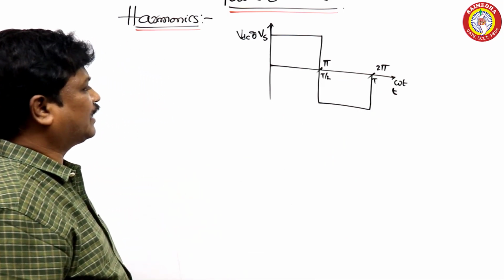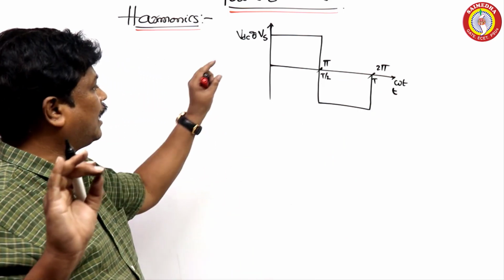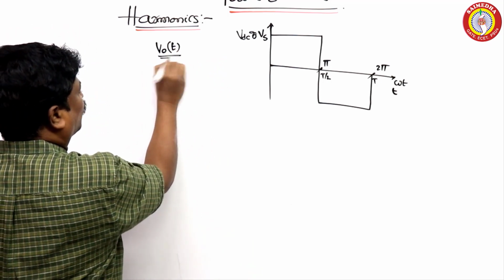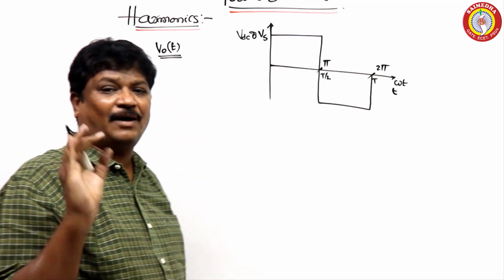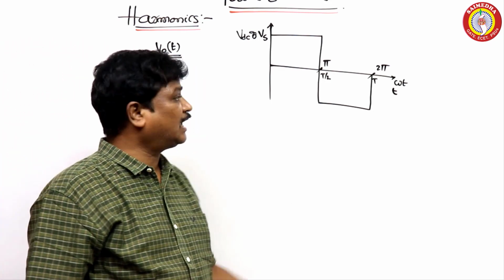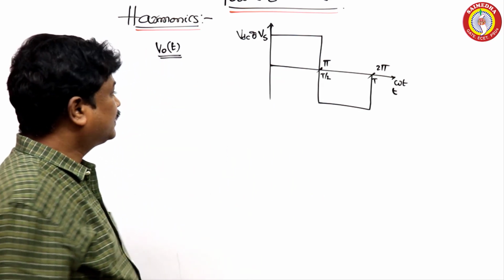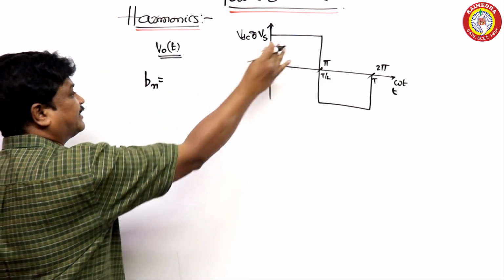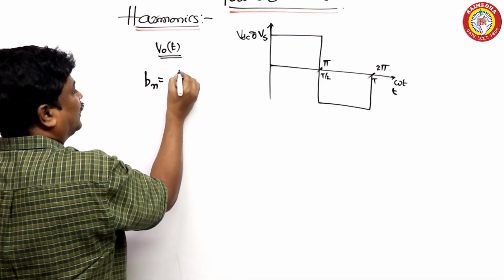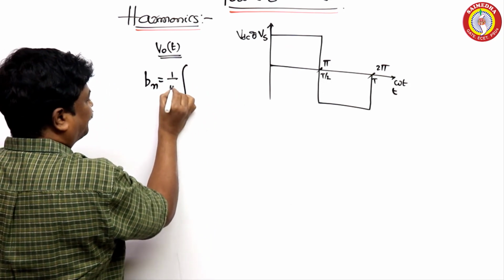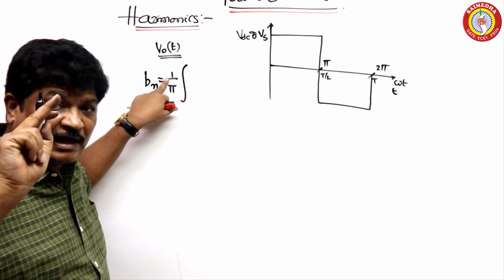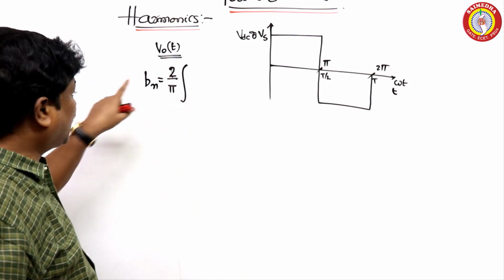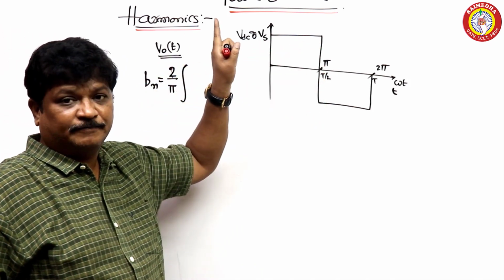Now, what do we want to calculate? We want to calculate its output voltage function V0 of t. We know it consists of only Bn terms. We do not have An and A0 terms because it is an odd function. Sir, because of odd function, we want to calculate Bn. This is in half wave symmetry. Integral of 1 by pi; because of half wave symmetry, instead of 1, I multiply with 2. Because of the half wave symmetry condition, this is taken.